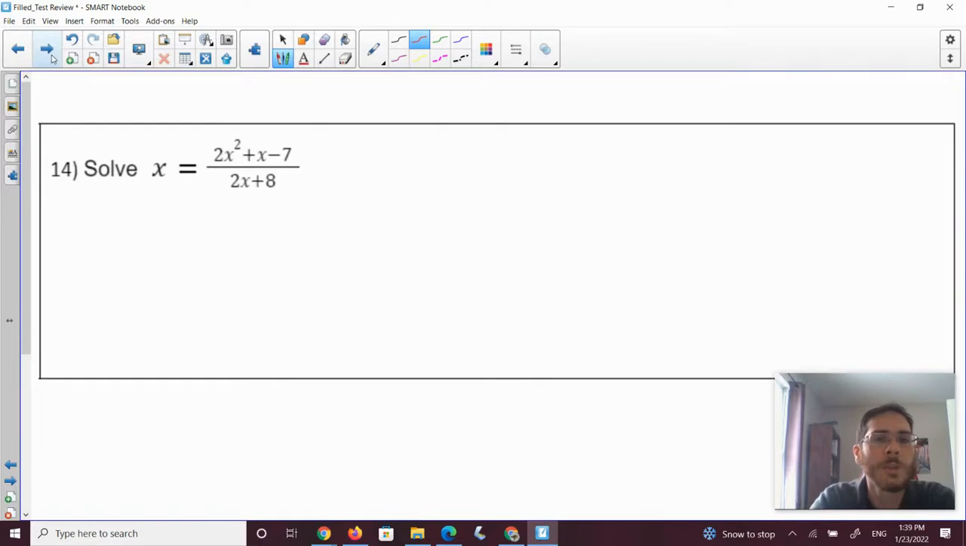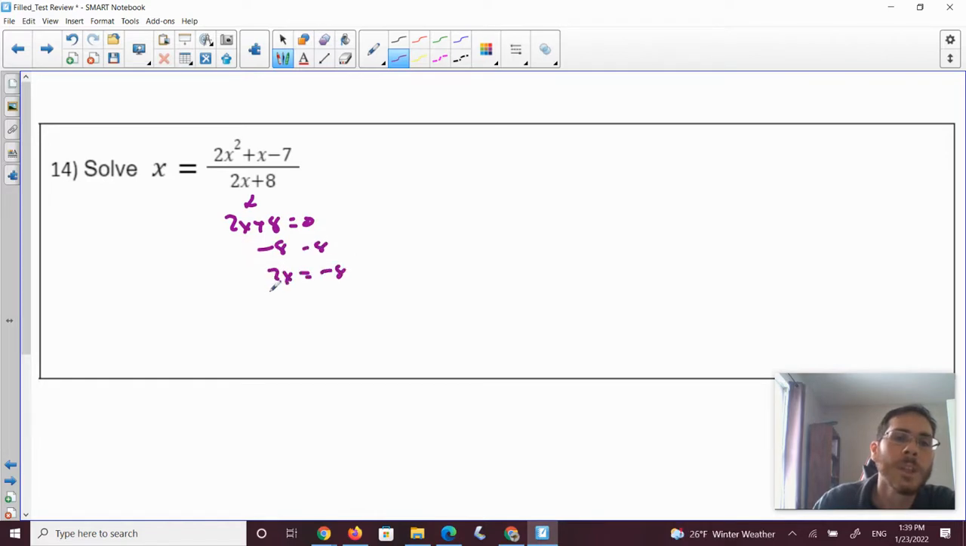All right, for 14, we have to solve. So we have x equals 2x squared plus x minus 7 over 2x plus 8. First thing we're going to do is see what we're not allowed to have. Not allowed to have this be 0. So 2x plus 8 equals 0. So 2x equals negative 8, over 2. x is not allowed to be negative 4. So if I get negative 4, I have to get rid of that. That's an extraneous solution. So how do we actually solve this one?